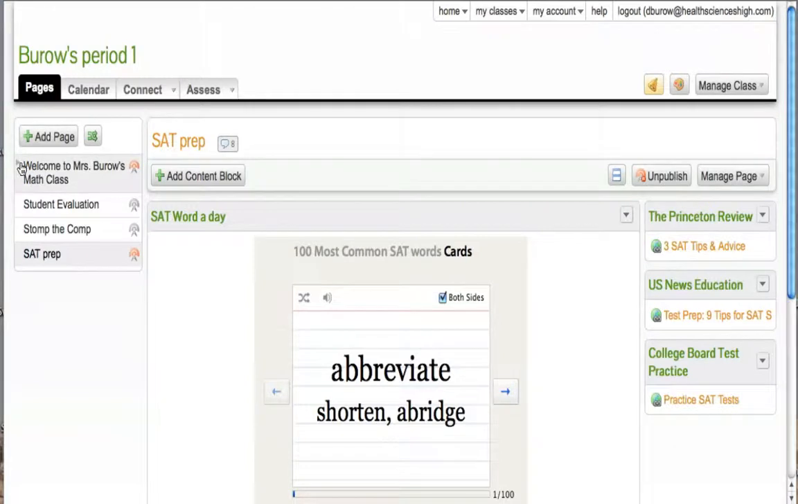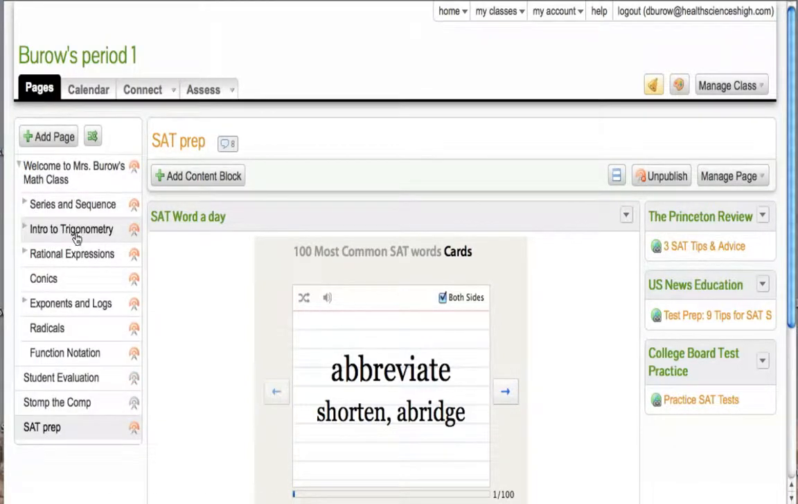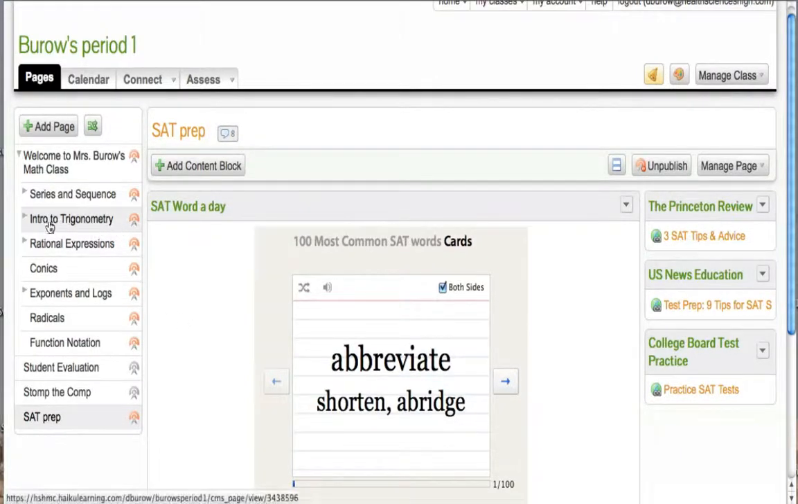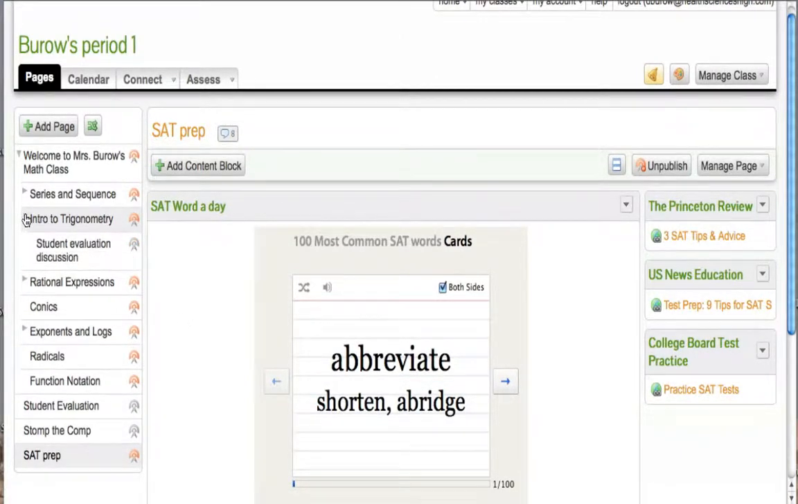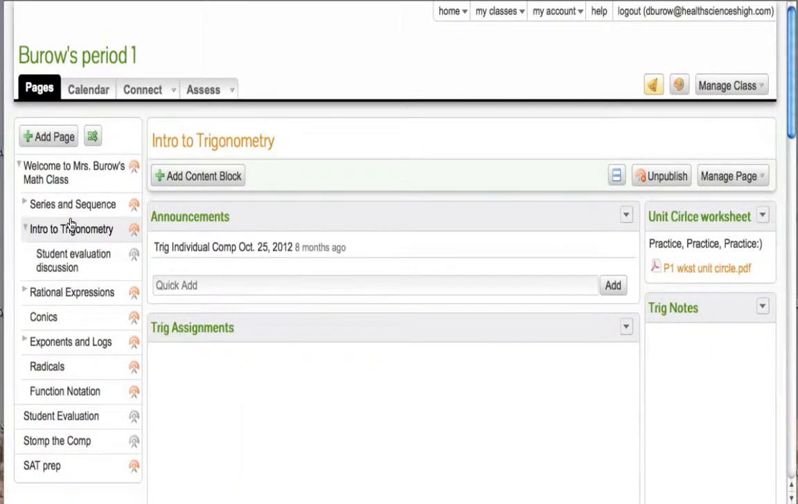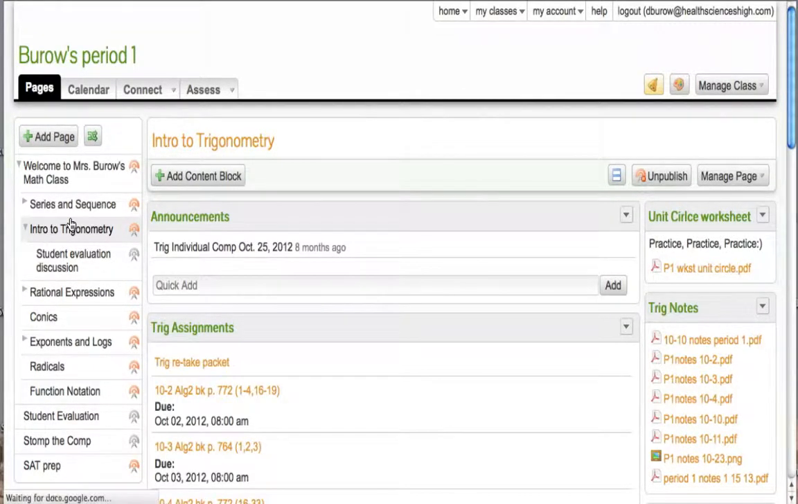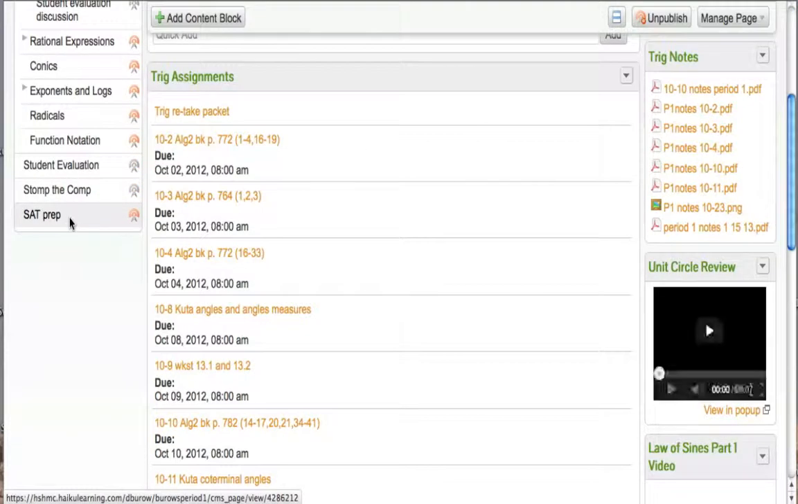Like I said, I am new to Haiku. This was my first attempt at using it this year. I had a really good time with it. It is extremely user-friendly. And there's a lot more it will do. So every year I'm just adding something else to it.